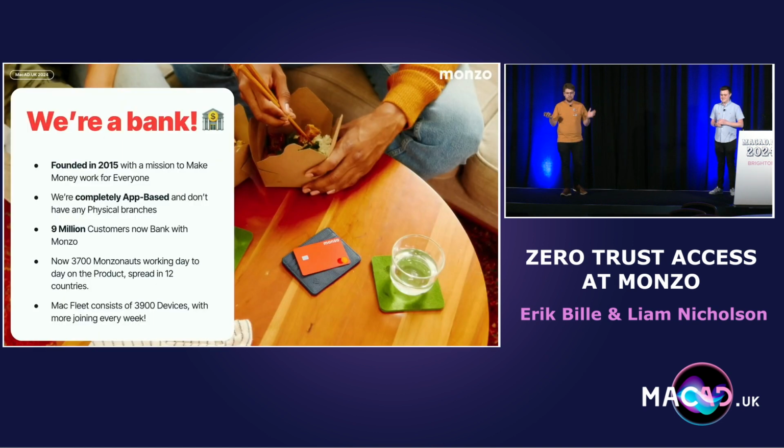Very nice. But for those who don't know, Monzo is a bank in the UK and the US. We were founded in 2015 with a mission to make money work for everyone. We are a completely app-based bank and don't have any physical branches. Currently, we have 3,700-ish Monzonauts, day-to-day working on the product, customer support, making money work for everyone. More akin to what I do and what Liam does, we manage roughly 3,900 devices across 12 countries, and we have more joining every week.